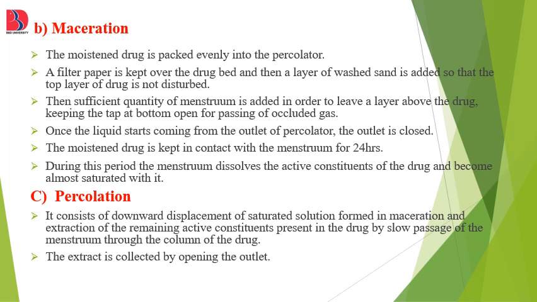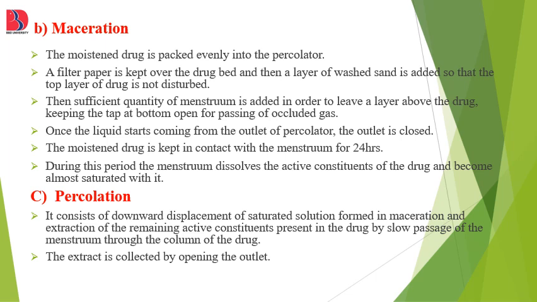The next, or the last step, is percolation. In percolation, the downward displacement of the saturated solution occurs. That means we already have the menstruum and the drug inside the percolator, right? In 24 hours, that menstruum has already been saturated with the phytoconstituents.